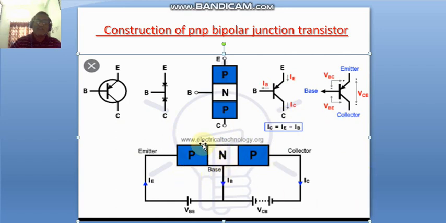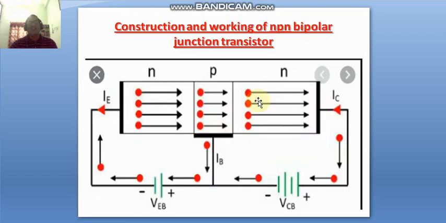Here forward bias consists of one PN junction diode. Similarly, the reverse bias consists of one PN junction diode. So it is known as PNP bipolar junction transistor. Similarly, let us come to the construction and working of NPN bipolar junction transistor.